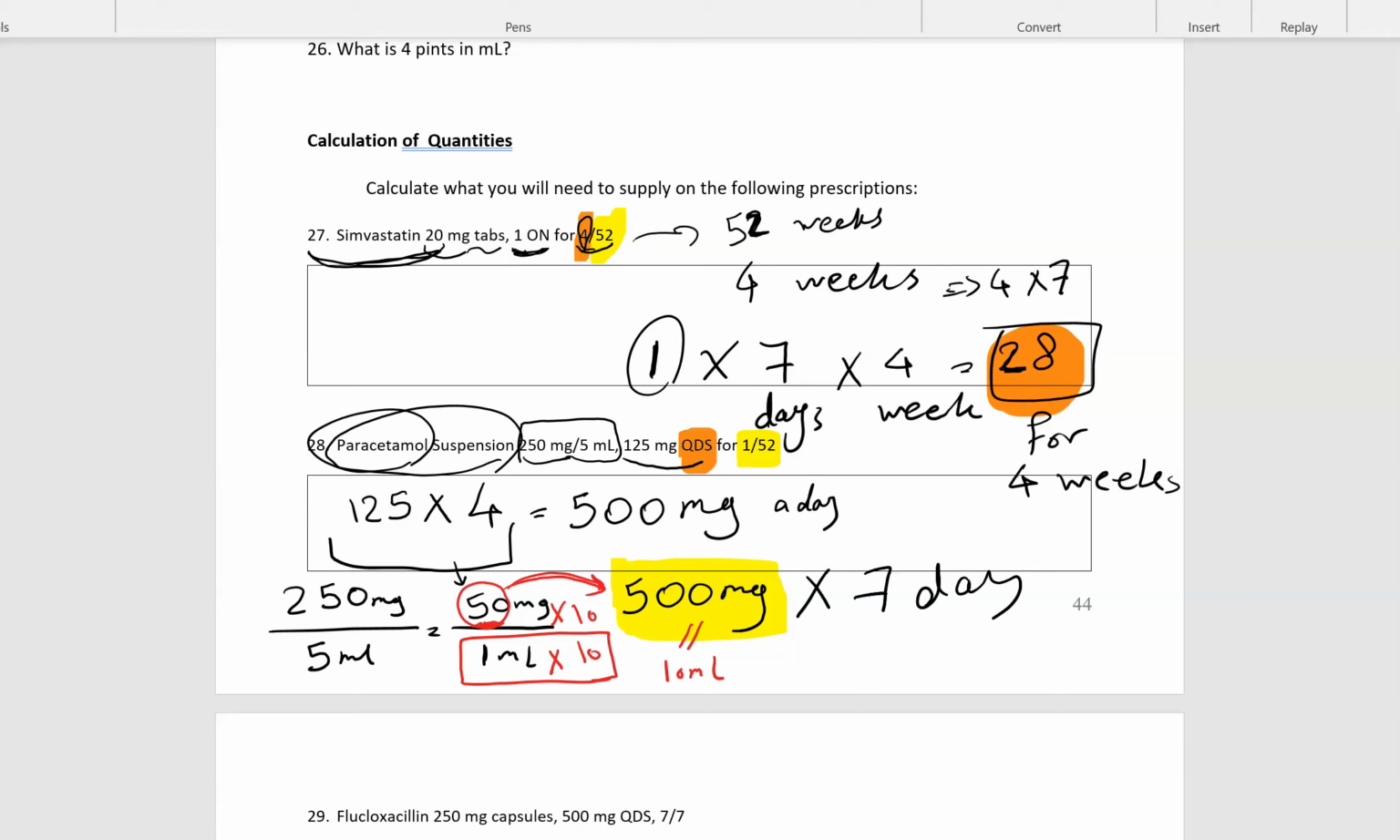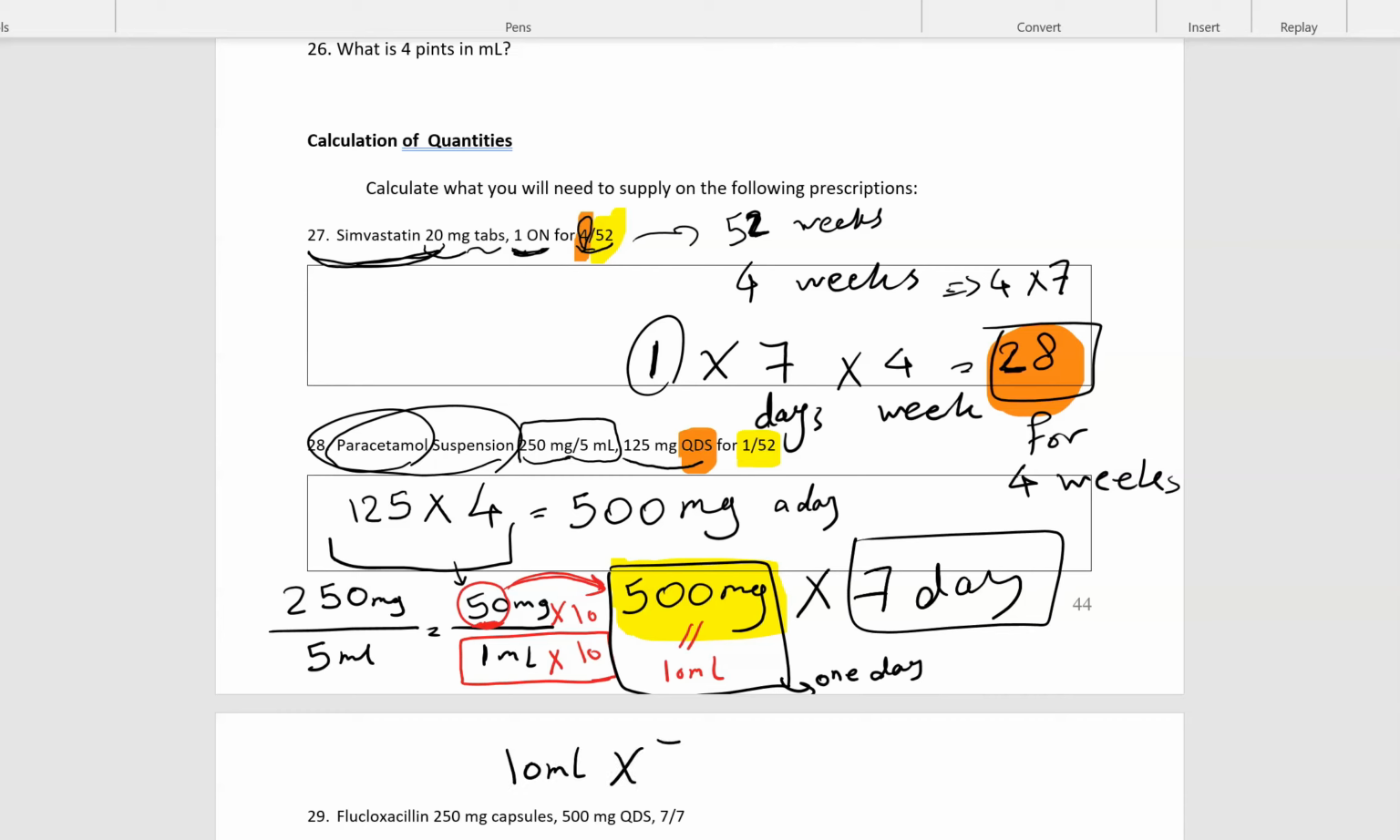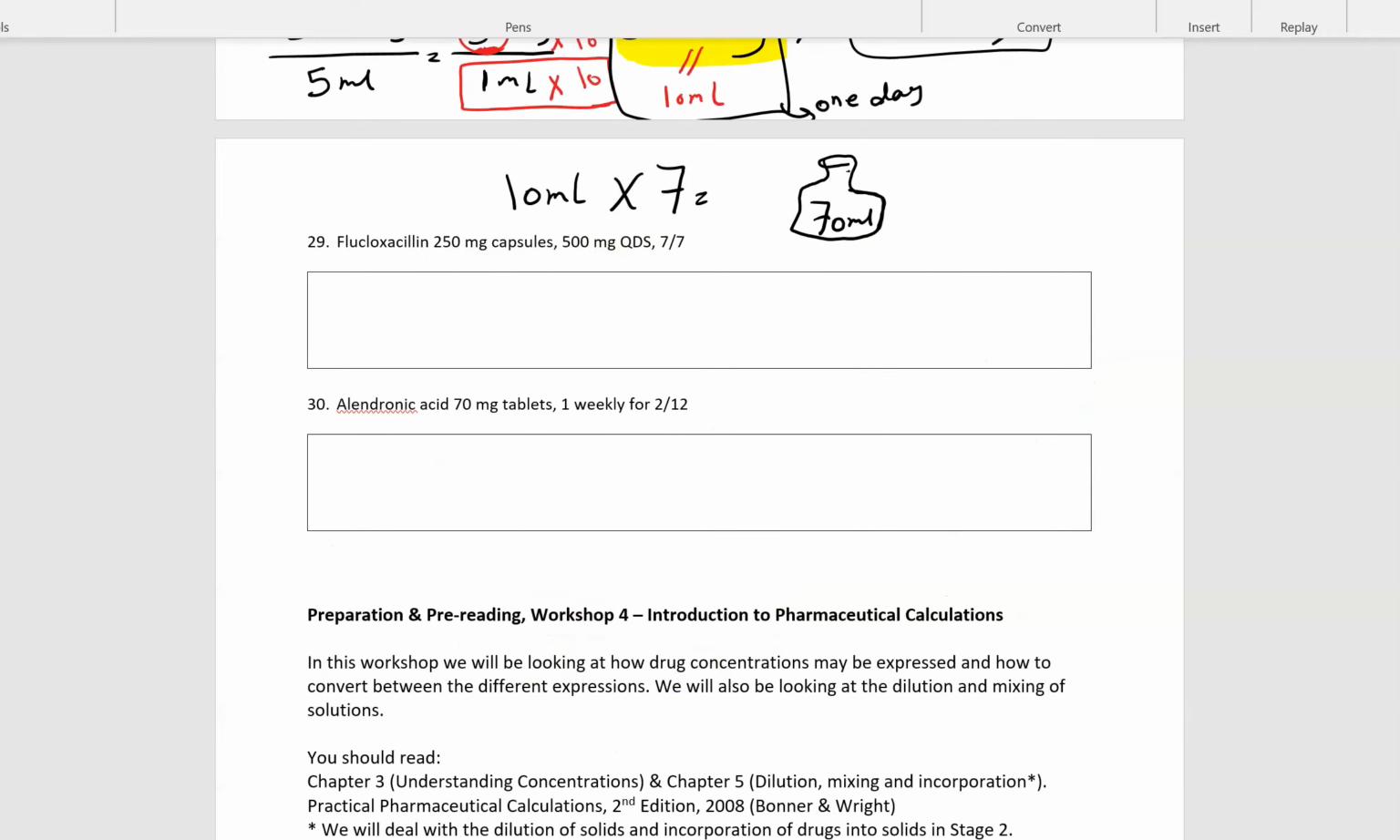And this is for just 1 day. What about 7 days? So 10 milliliter times 7. So we have to give this patient a bottle of 70 milliliter.